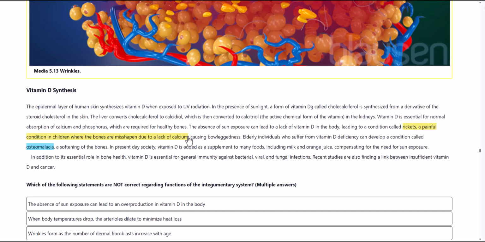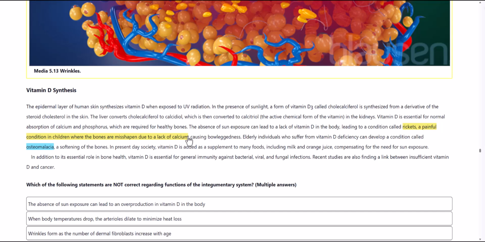We don't see rickets in the Western world because, number one, we supplement our foods with vitamin D, right? So if we don't get enough vitamin D from the sun, we at least get vitamin D in our diet through dairy products, most of which are fortified with vitamin D.